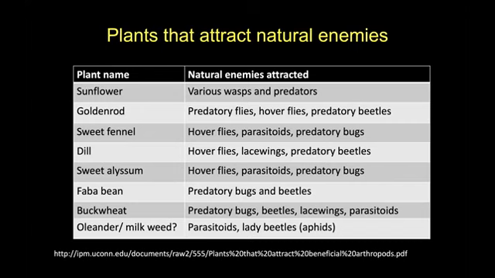Things like sunflowers, goldenrod, sweet fennel, dill, sweet alyssum, fava beans, buckwheat, and even oriental or milkweed further south. And all of these companion plants basically provide certain resources to the natural enemies that they attract. For example, sweet alyssum is very, very attractive to hoverflies.